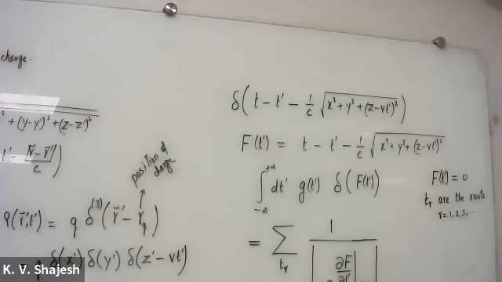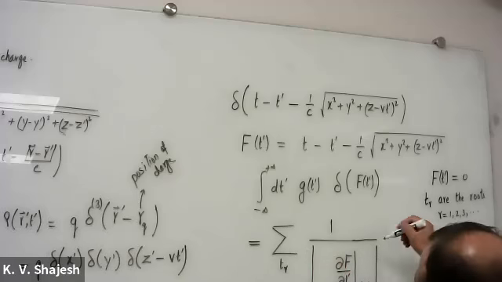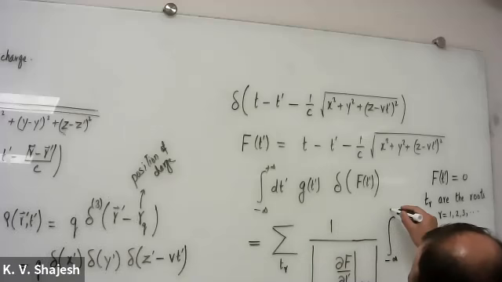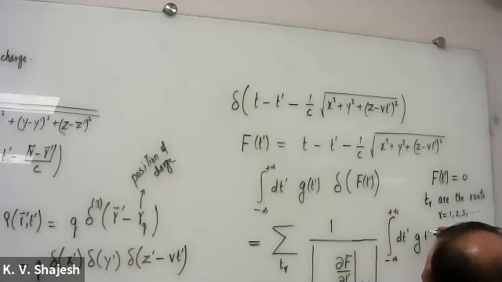Notice what this means. Take the derivative of this argument of the delta function, then evaluate it at the root t of r, and then take the whole magnitude. That is, if by any chance it is negative, get rid of the negative, and then evaluate the normal delta function. So that's the integral from minus infinity to plus infinity dt prime g of t prime delta function of t prime minus t of r.